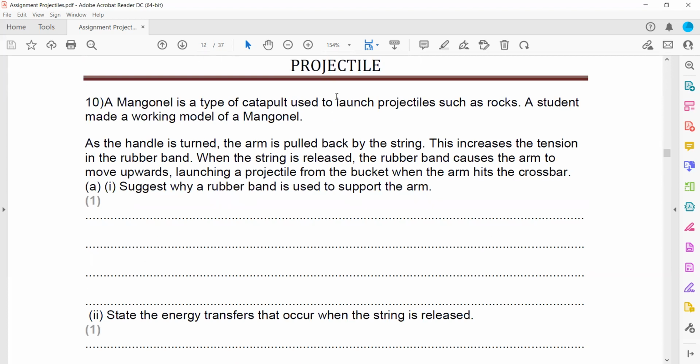Another question related to a projectile. A mangonel is a type of catapult used to launch a projectile such as rocks. A student made a working model.